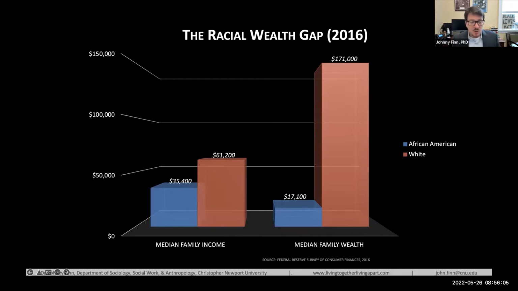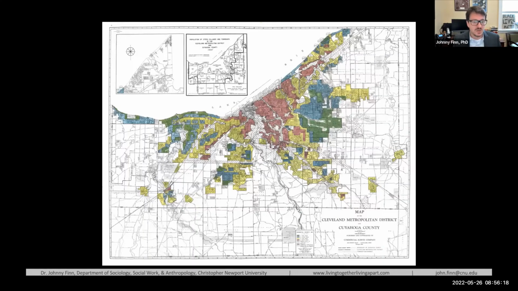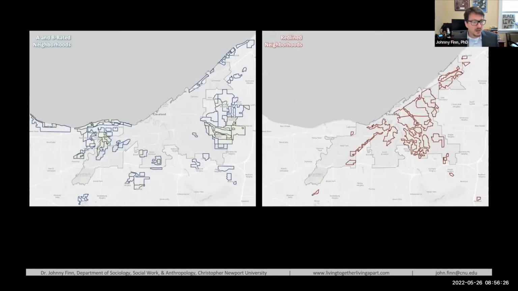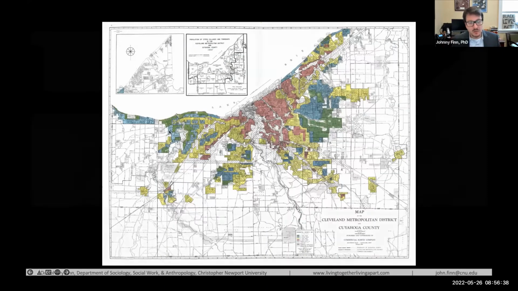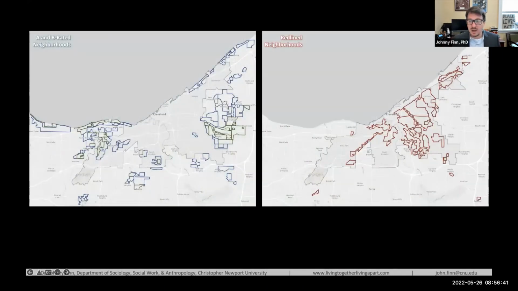So let me show you what this looks like on a map. I recreated a series of maps to look at how this works geographically in Cuyahoga County and the city of Cleveland, which is where I think most of you are based. If we take this 1940 redlining map, what I've done here is show, side by side, the same geographic extent. On the left-hand side are neighborhoods that got the highest two rankings on that redlining map, the green and blue ones. And on the right-hand side, this map shows redlined neighborhoods.